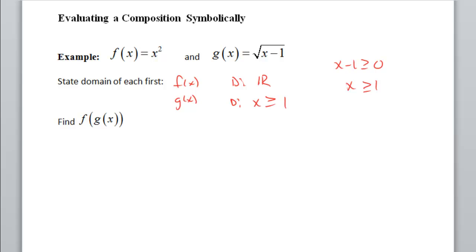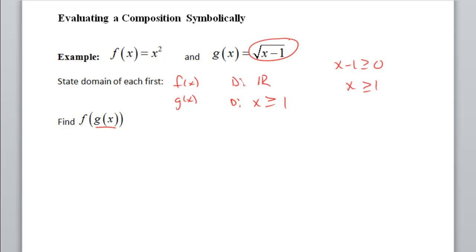Okay? Because remember, just like adding, subtracting, multiplying, dividing, with composition of functions the domain could be restricted by one of these. Okay? So f of g of x. So we're supposed to put the function g of x inside f. And the function g of x is this.